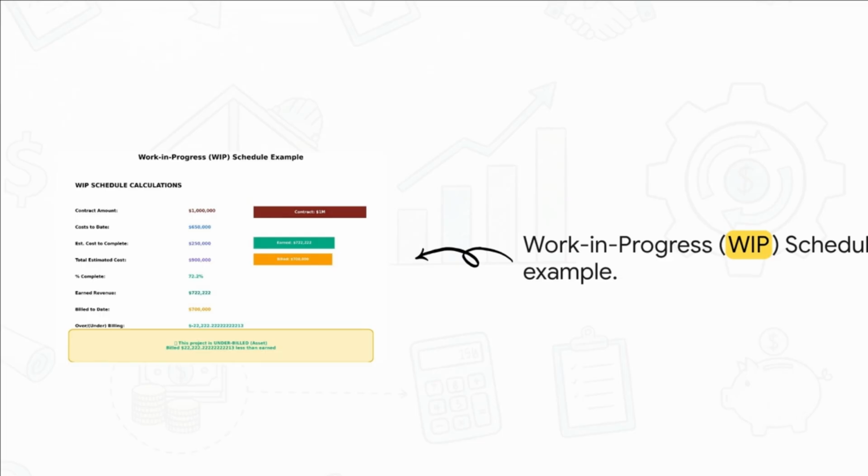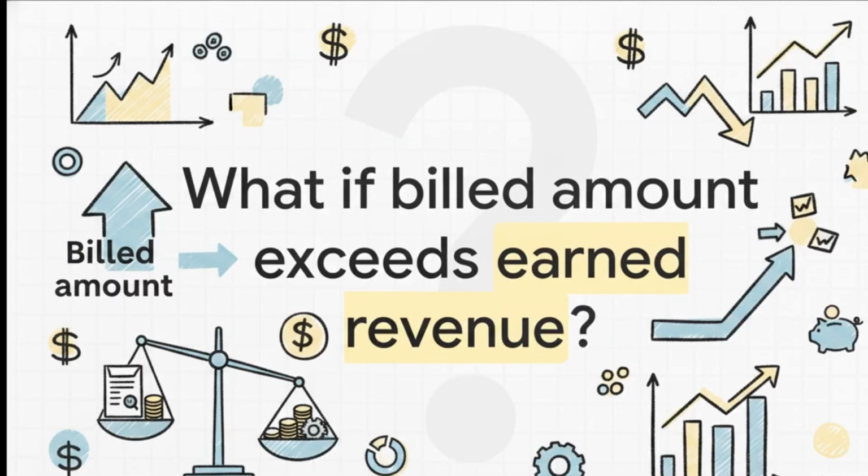Now, we take that 72.2% and multiply it by our $1 million contract amount. That gives us, step 3, an earned revenue of $722,222. But look closely at step 4. We've only billed $700,000 to date. So in that example we just did, we actually earned more than we billed.